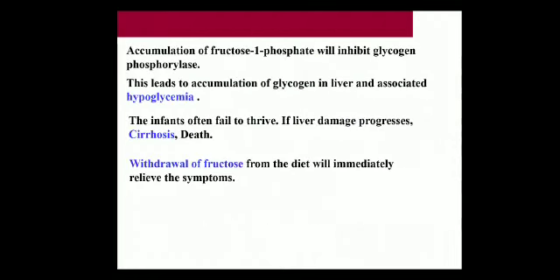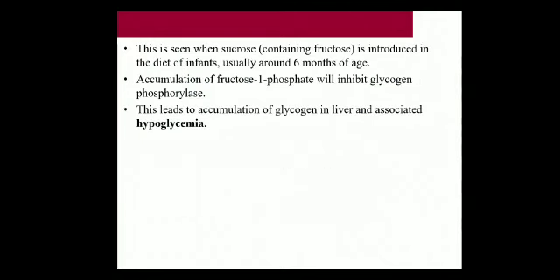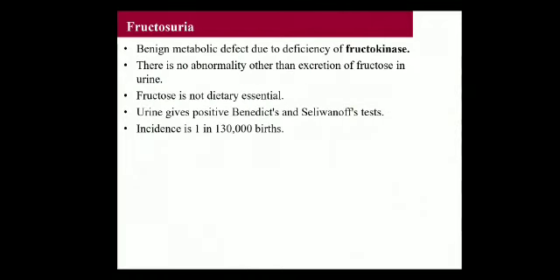Accumulation of fructose 1-phosphate will inhibit glycogen phosphorylase. So this leads to accumulation of glycogen in liver. When glycogen gets accumulated, there will be hypoglycemia. The infants often will fail to thrive, that is, growth will be retarded. Then this will progress to liver damage, cirrhosis and death. Withdrawal of fructose from the diet will immediately relieve the symptoms. This is seen when sucrose is introduced in the diet, usually around 6 months of age.